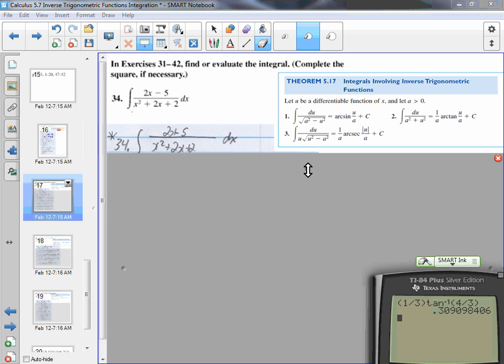Why would we want to do that? Yeah, they're on the right track. If you let u equal the denominator, du is going to be 2x plus 2 dx, which isn't what the numerator is, but it's just a constant difference. So let's try it.